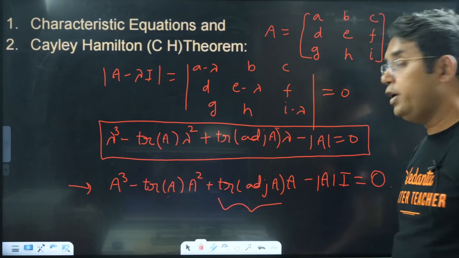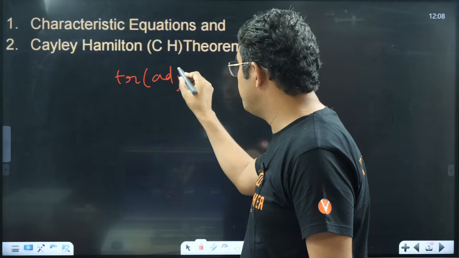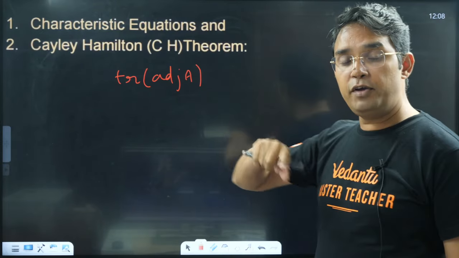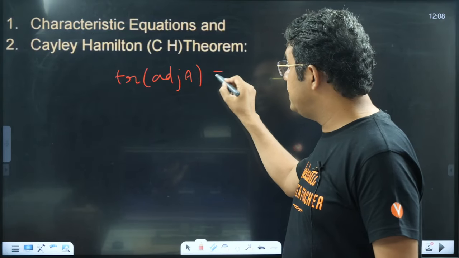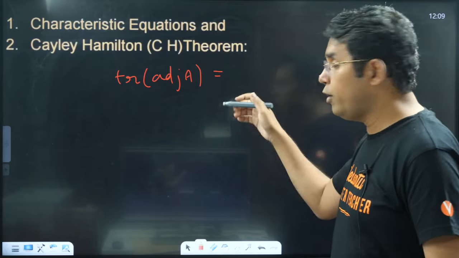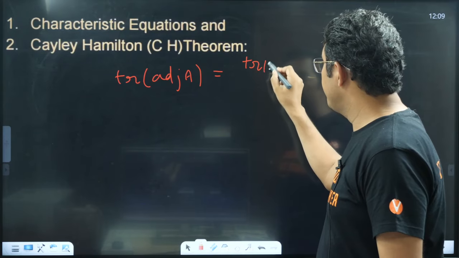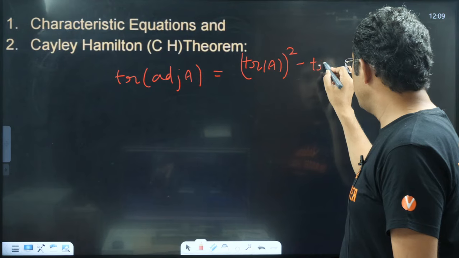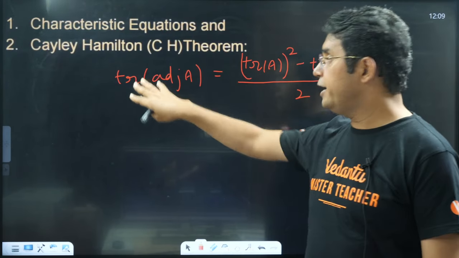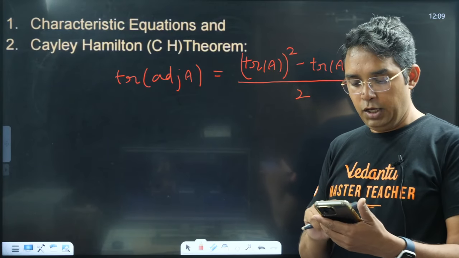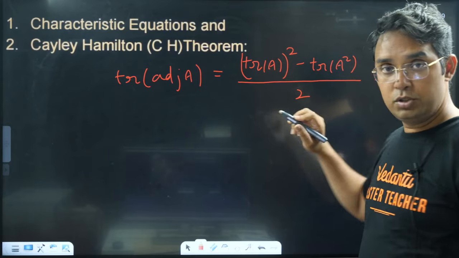For this trace of adjoint of A, I would like to tell you one more thing. And by the way, you know what is adjoint of A? Adjoint of A is found by taking cofactors of every element and then taking the transpose. But in this case, we just need the sum of cofactors of diagonal elements, the trace. This is also equal to trace of A whole square minus trace of A square, by 2. This expression also gives the same thing as we are getting from trace of adjoint of A. So this is also something that you should remember. All these things are given in the notes, so please go through it.